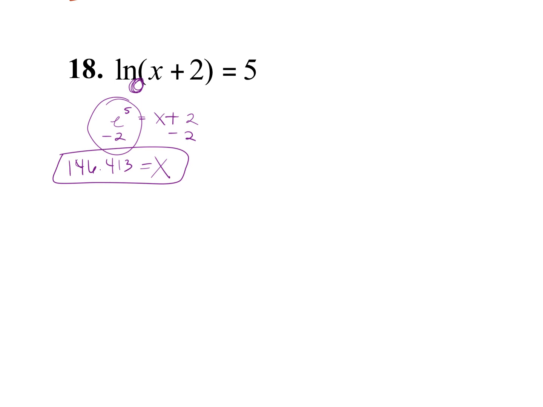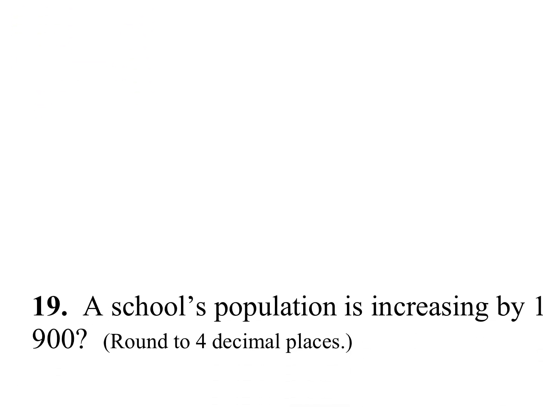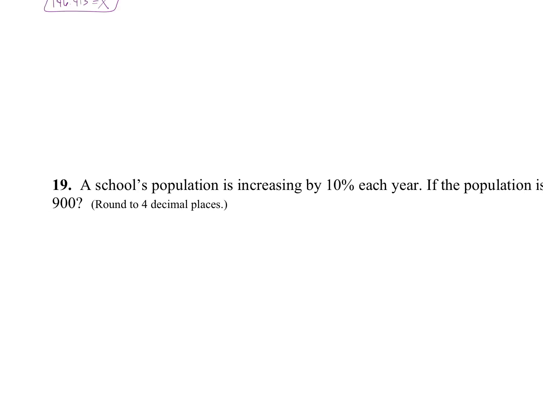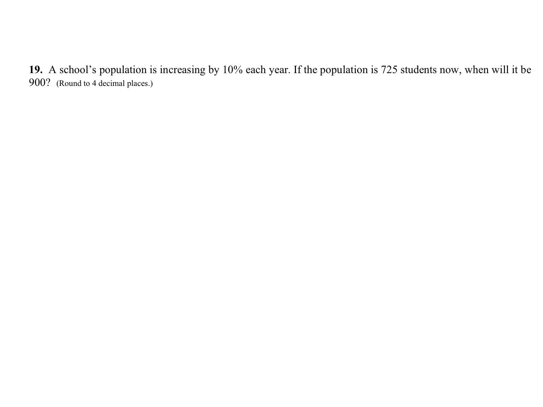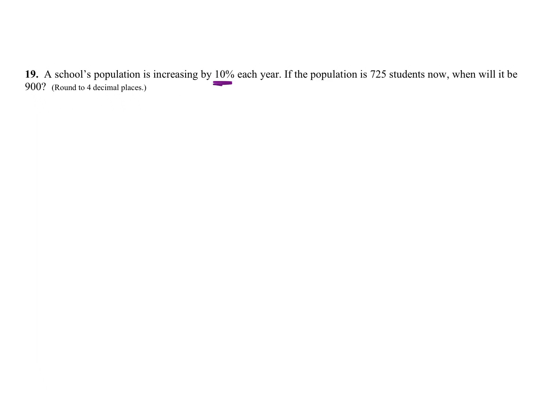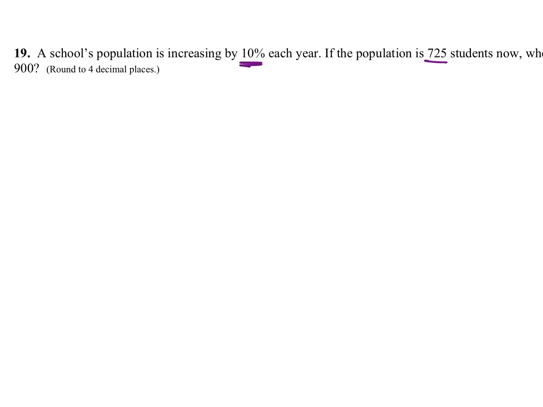Last one. Want to know a secret? I actually didn't put one of these on your quiz, but it's good practice for when you get to the test. It says a school's population is increasing by 10% each year. If the population is 725 now, when will it be 900? Okay, so this is what you could do as guess and check, but this way's easier now that you know the whole exponential logarithmic thing. I would do it this way, but you don't have to.